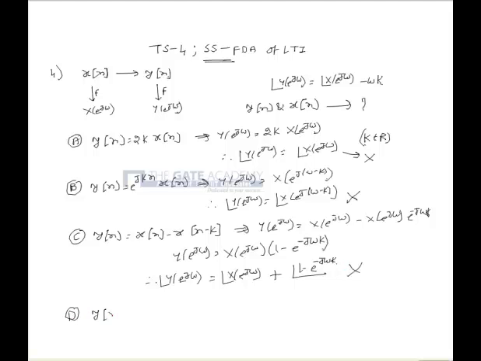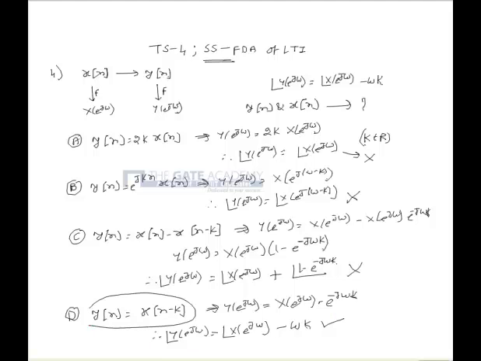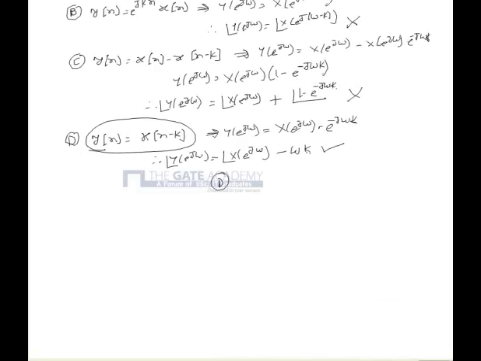As per the option D, y of n is equal to x of n minus k. In frequency domain, Y of e power j omega is equal to X of e power j omega multiplied by e power minus j omega k. Therefore, phase of Y of e power j omega is equal to phase of X of e power j omega minus omega k. This is the required phase relationship. So y of n is equal to x of n minus k is the correct relationship between y of n and x of n. So the correct option is B.